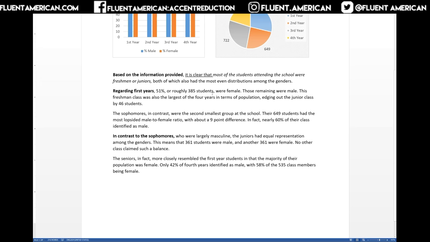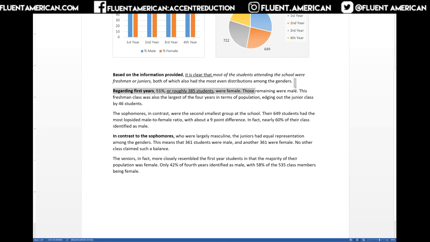51% are female. Also note we have this little phrase here, or roughly 385 students. This is describing the 51%. Again, these little phrases you just don't see very often from students that are writing at like a 5 or a 6 level. This is something that you start seeing maybe at a band 7, and naturally a lot more once you enter into like band 8s and band 9s. So again, adding little adjective phrases, noun phrases can really help your writing feel more natural.